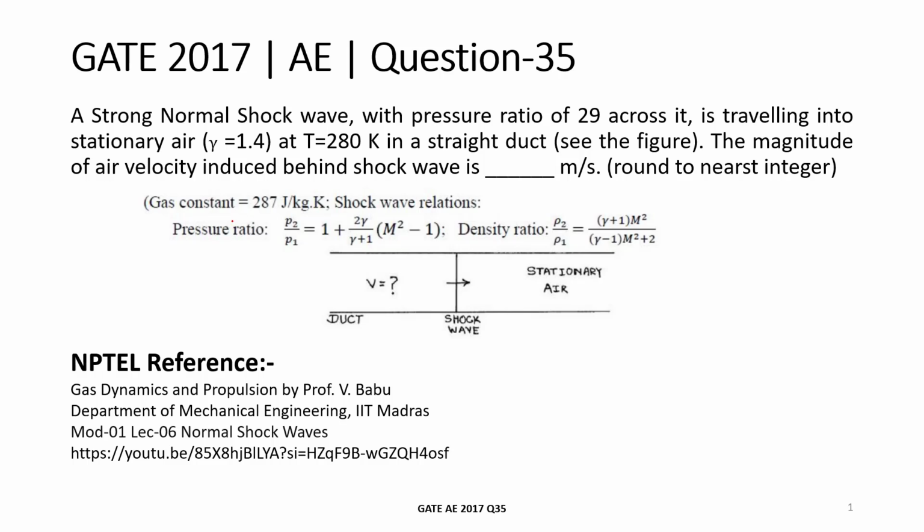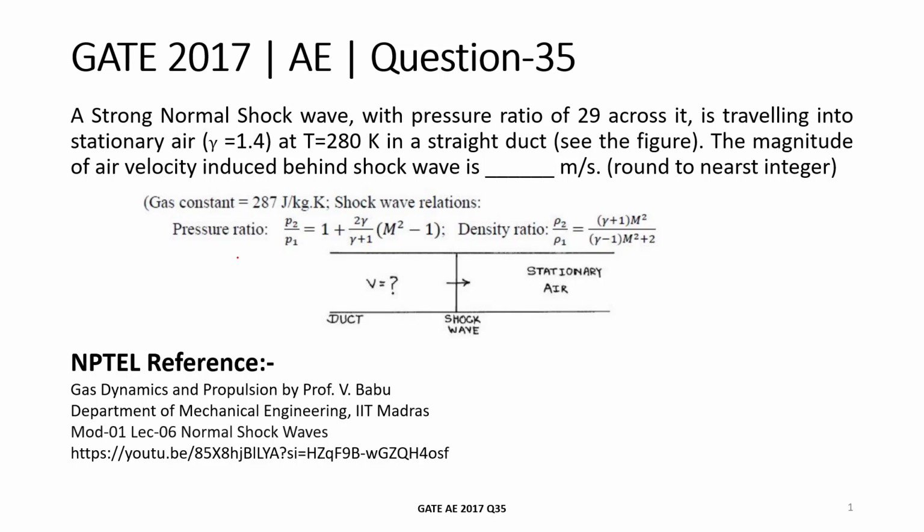Hi everyone, we will solve today GATE 2017 Aerospace Engineering question number 35. A strong normal shock wave with pressure ratio of 29 across it is traveling into stationary air, gamma equal to 1.4, at T equal to 280 Kelvin in a straight duct. See the figure. In this figure, we can see that shock wave is traveling in the stationary air. The magnitude of air velocity induced behind the shock wave is, so we have to find the velocity of air behind the shock wave, down to nearest integer. Gas constant equal to 287 joule per kg Kelvin.